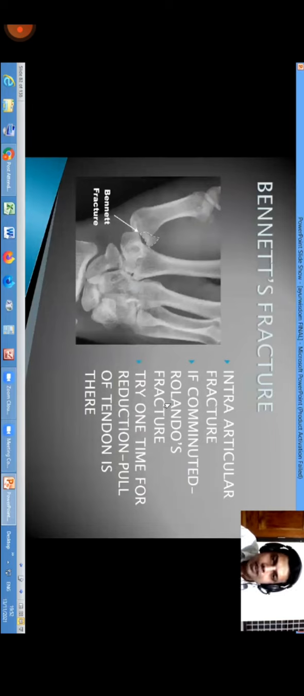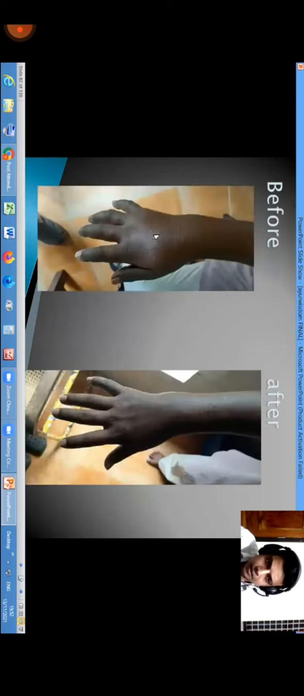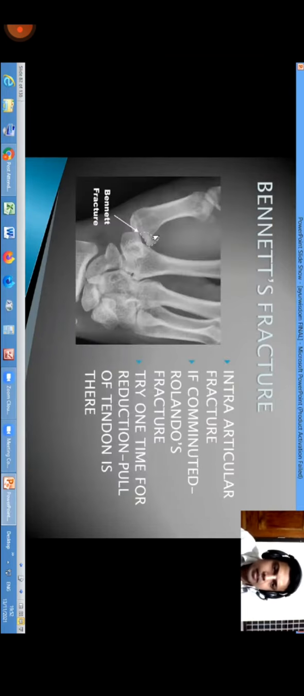Next is Bennett's fracture. This is an intra-articular fracture. The base of thumb is fractured here, and it is called Rolando's fracture if it is comminuted. This X-ray is a presentation of Bennett's fracture, and if it is a comminuted fracture of the base of the metacarpal, it is called Rolando's fracture.